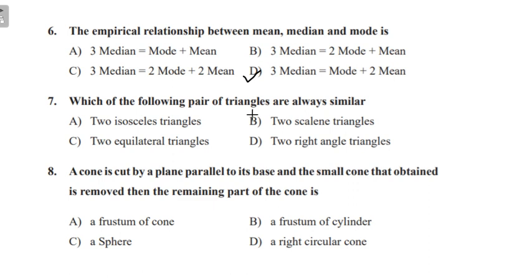Next, which of the following pairs of triangles are always similar? So here when we say always similar, we can say two equilateral triangles are always similar because they are equiangular as well as equilateral. Next, moving on to: a cone is cut by a plane parallel to its base and the small cone is removed, then the remaining part of the cone is.